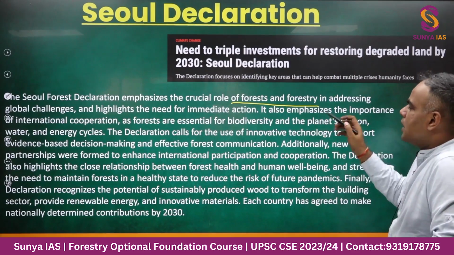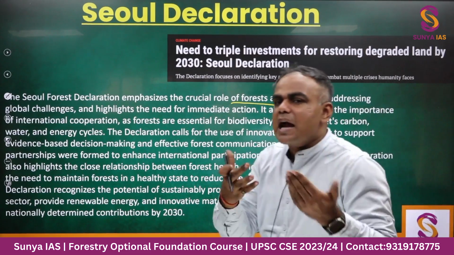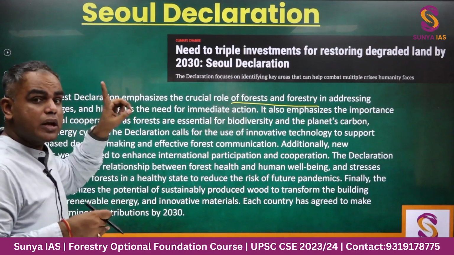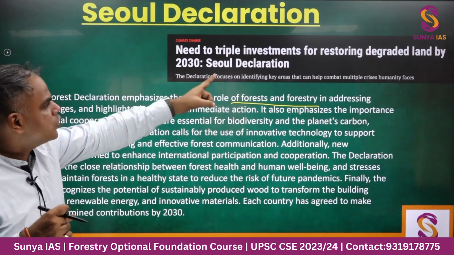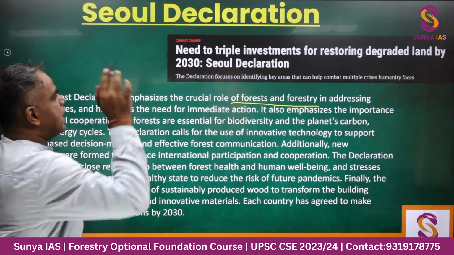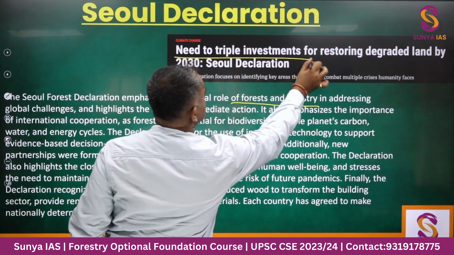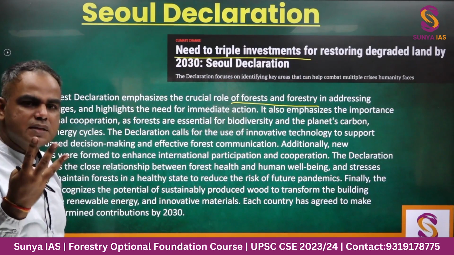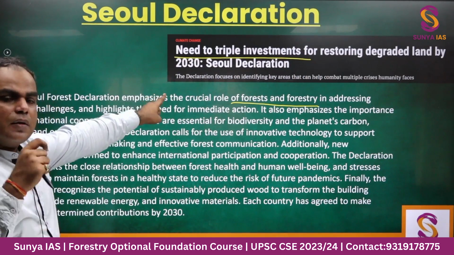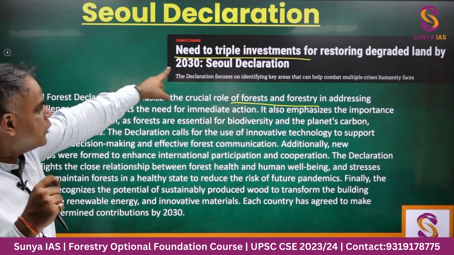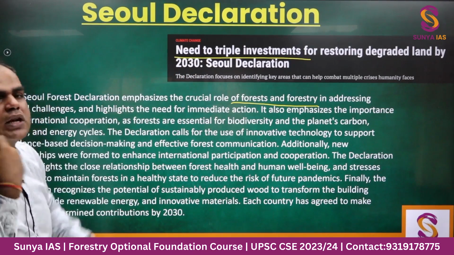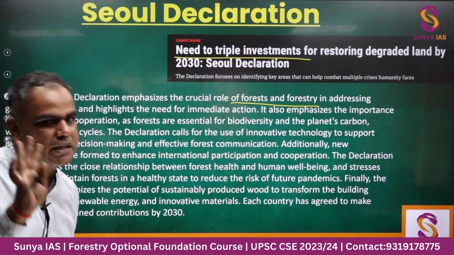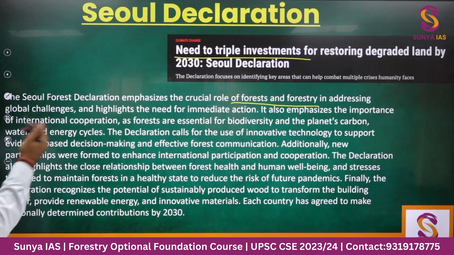One, and it also says there is a need of immediate action. Okay, please keep in mind we are talking of current context of huge degradation of land. It is saying you need to triple your investments for restoring degraded land. So now when you read about forest economics, forest conservation, always mention Seoul Declaration that you need to triple your investments to restore degraded land by 2030. All right, so that is there.